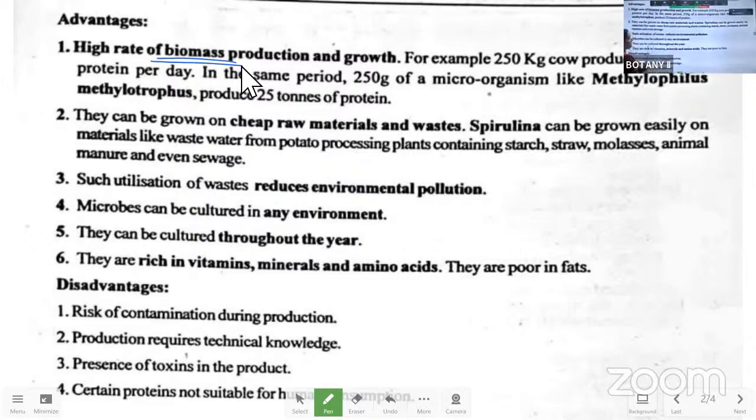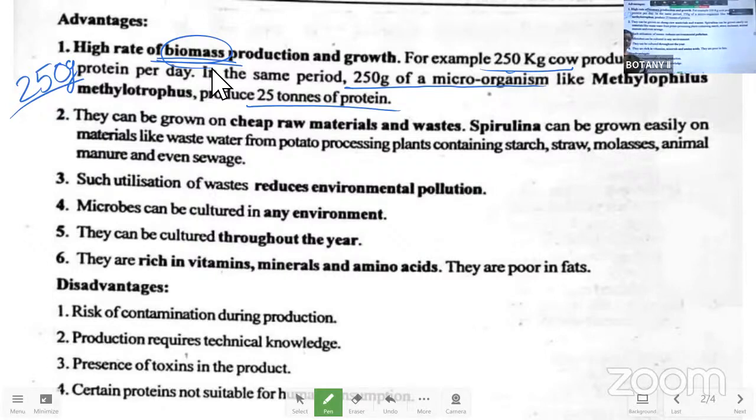For example, if one cow is having 250 kilograms weight, it is producing 250 grams of proteins per day. But with microorganisms, we will get more. With 250 grams of microorganisms only, we can get 25 tons of protein. So here biomass is more, that's what we are saying. So by using these microorganisms, we can produce a large quantity of proteins in a short duration.